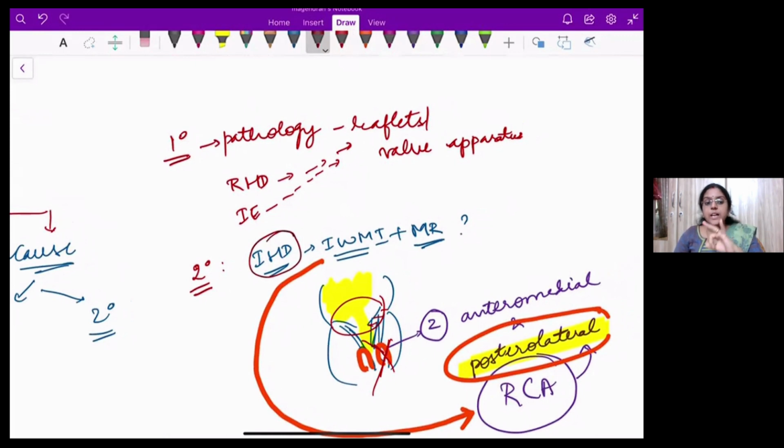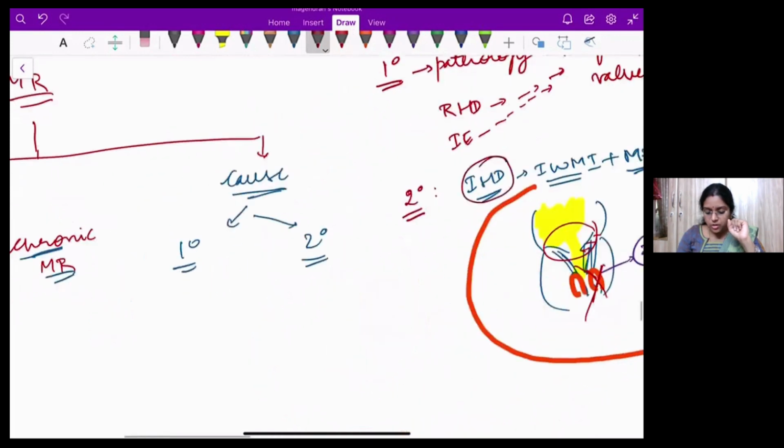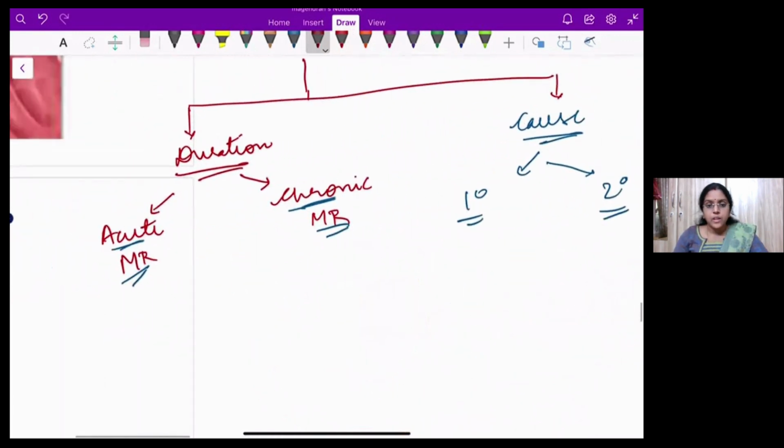Okay, primary and secondary. So what about chronic and acute MR? Chronic is basically what we see in rheumatic heart disease. It happens over a long period of time. That is chronic MR. When does acute MR happen? Like we discussed now, it can be because of papillary muscle rupture.